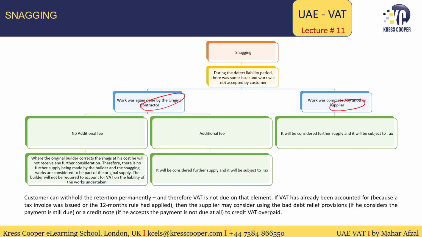If the work is being done by the original contractor, there are two possibilities. The original contractor will not charge any additional fee for the job, or there is a possibility that the original contractor will charge an additional fee for the job.